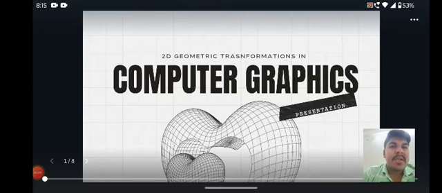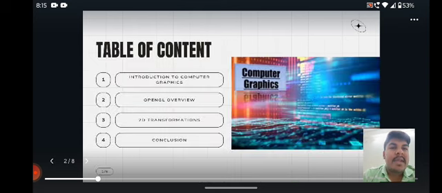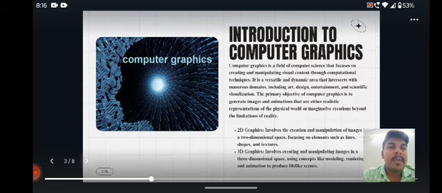Today I'm here to explain a presentation about 2D geometric transformations in computer graphics and image processing. This is the table of contents of this presentation. The first one is Introduction to Computer Graphics. Next is OpenGL Review. Third is 2D transformations, and the fourth is the conclusion.